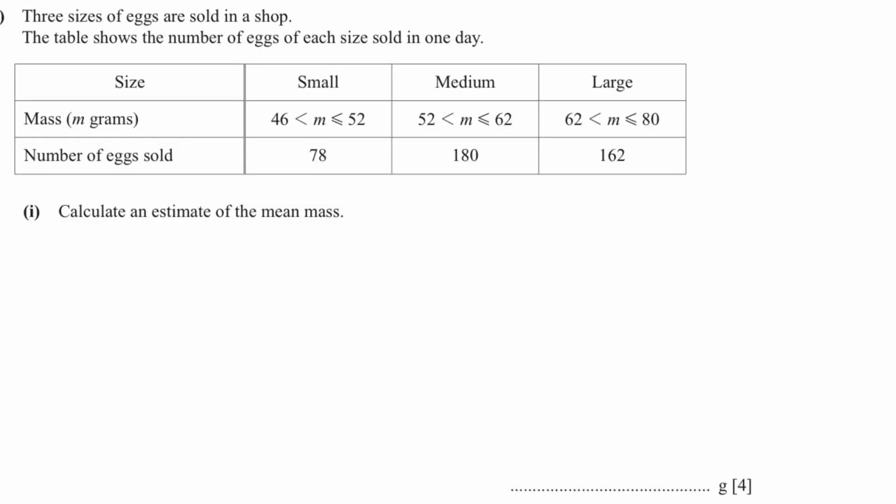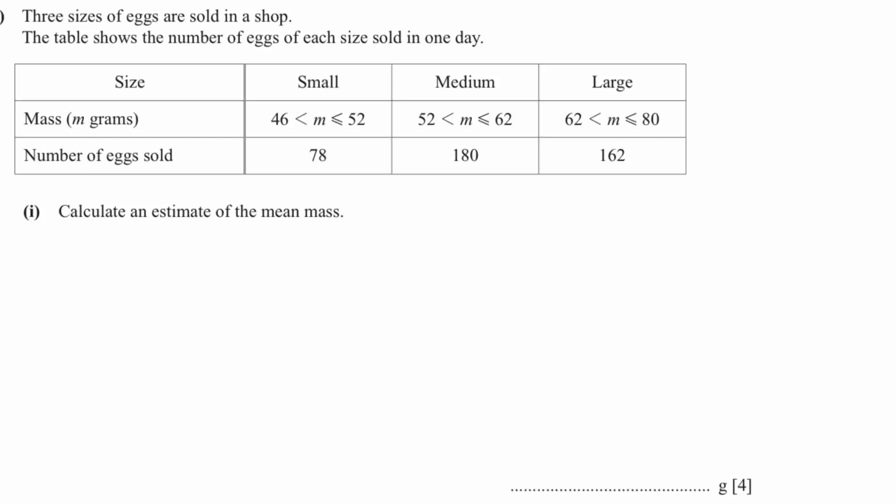Moving forward, 3 sizes of eggs are sold in a shop. The table shows the number of eggs of each size sold in one day. So we have the size: small, medium and large, we have the mass, and we have the number of eggs sold. This is your class width and the number of eggs is your frequency.